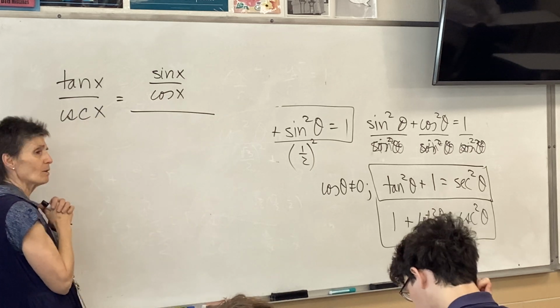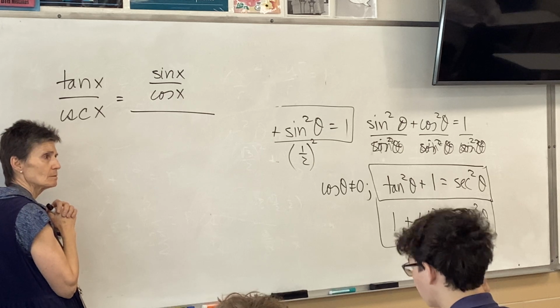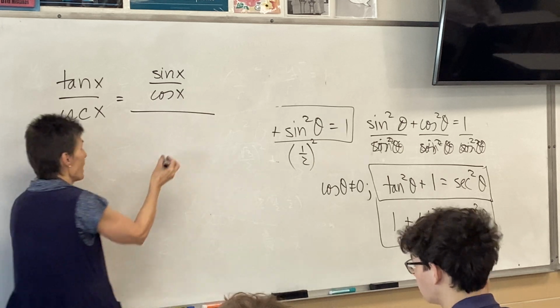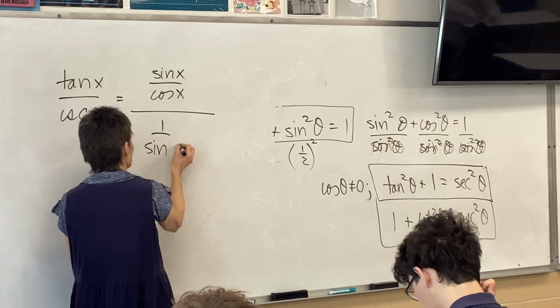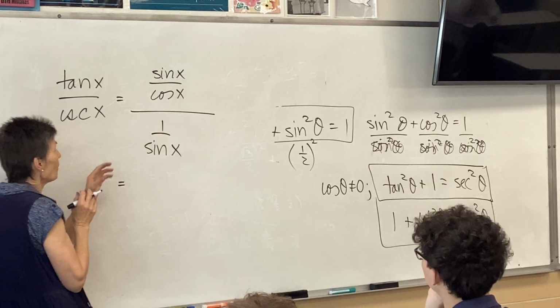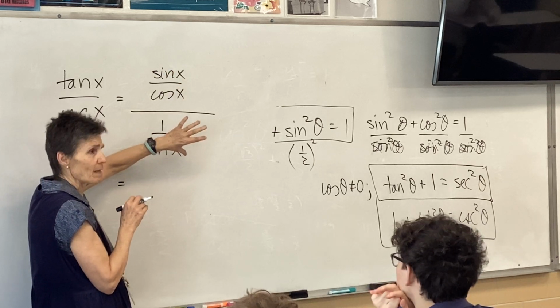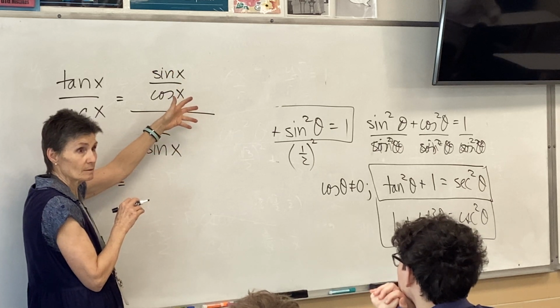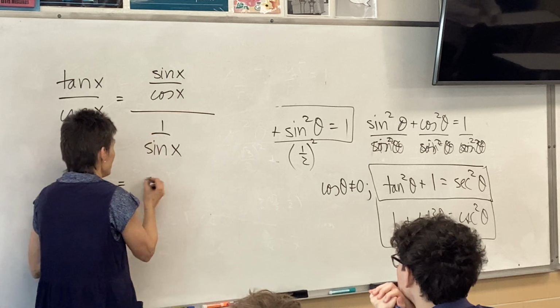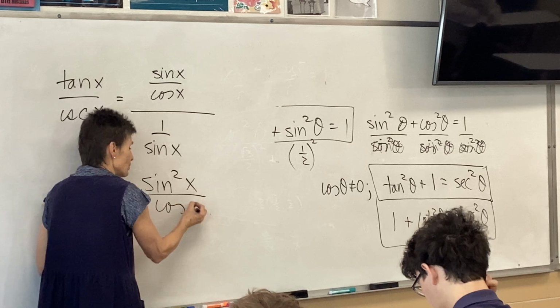What do we know about cosecant? 1 over sine. So now I have this fraction divided by this fraction. I can maybe invert and multiply. And this ends up equaling sine squared over cosine. Would you agree with that?